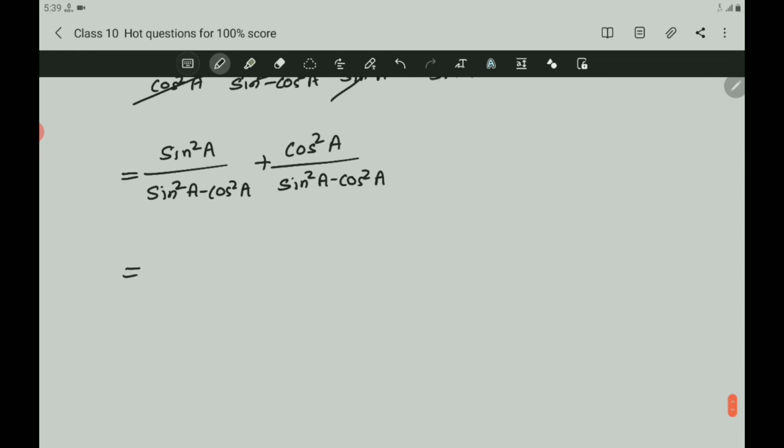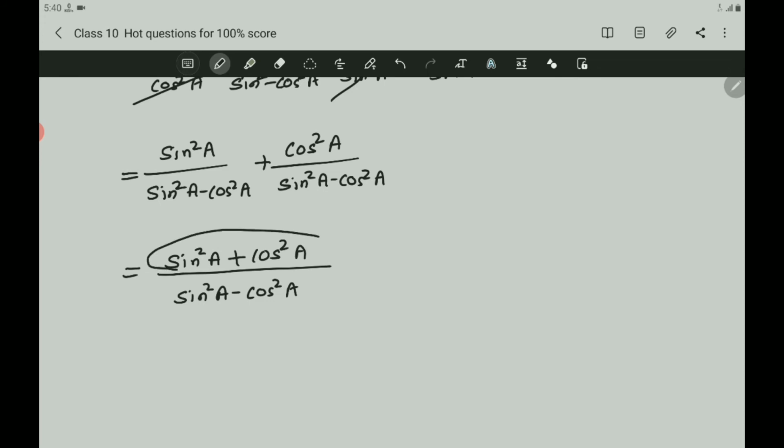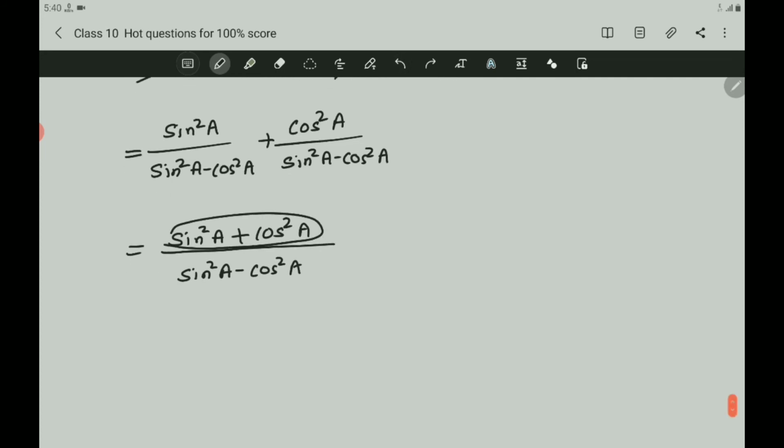Then you write here sin²A minus cos²A is there. Here also sin²A minus cos²A is there. So you can take the LCM as sin²A minus cos²A. Both sides have sin²A minus cos²A. So you add this. The denominators are same. Add the numerators. So it becomes sin²A plus cos²A. Then you know there is an identity that sin²A plus cos²A is equal to 1.